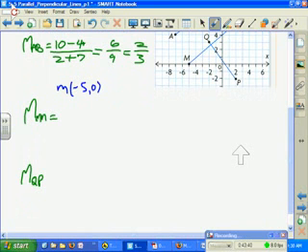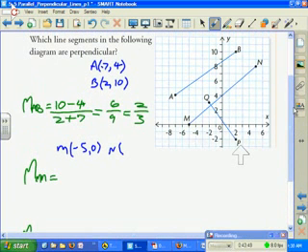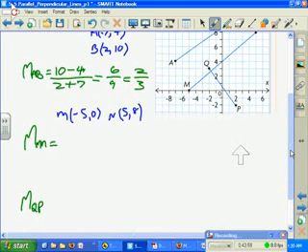M is -5 and 0. And N is what? 5 and 8. Okay, there you go. So going by what Jackie said over here, we'll do y2 - y1. y2 is 8 - 0.